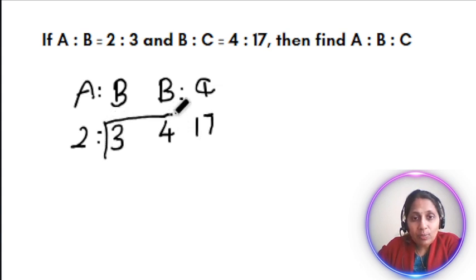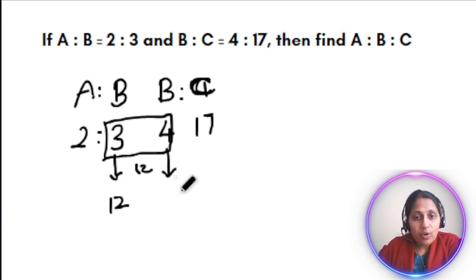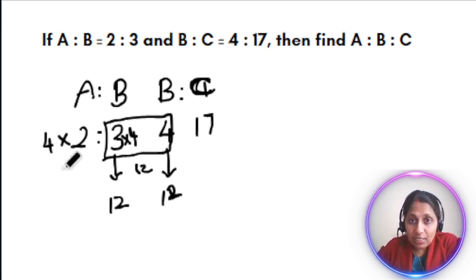Basically, you need to make the B terms the same in order to compare between the three ratios. So now taking the LCM. What is the LCM of 3 and 4? It's 12. So let's make the B term 12. If you want to make this B term 12, then we should multiply the first one by 4 to get 12. So this also should be multiplied by 4, because when we multiply by the same number, the ratio remains unchanged. So it is 8.